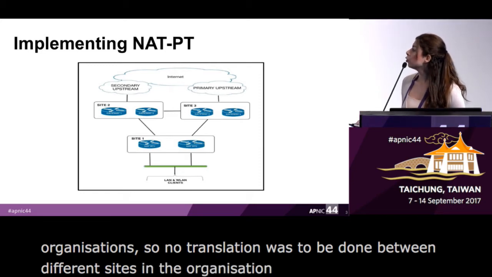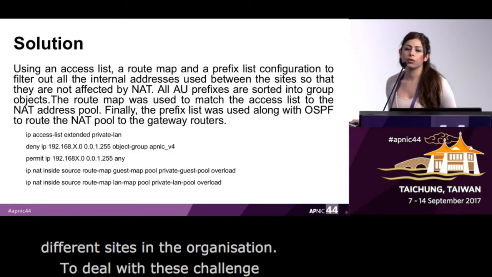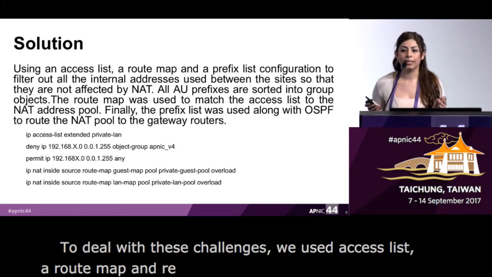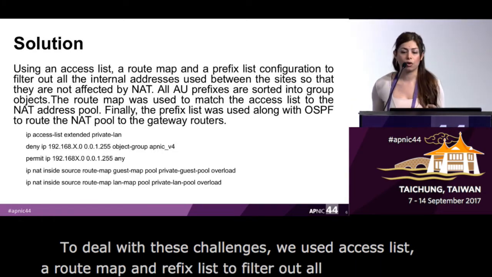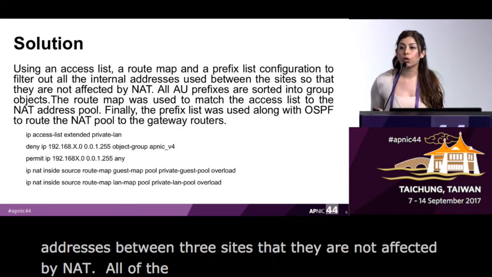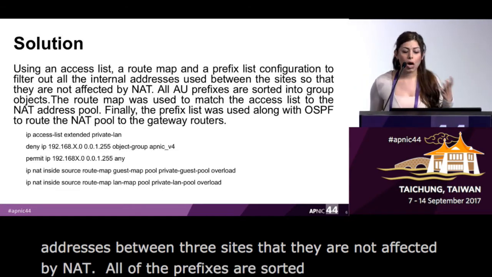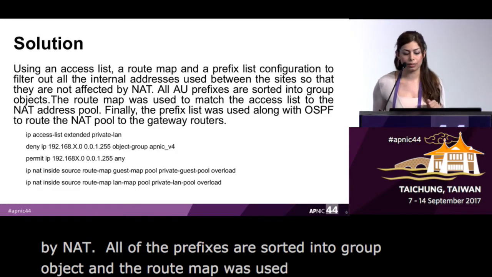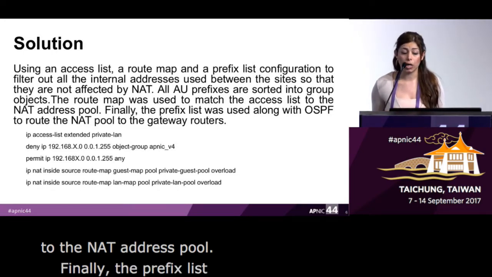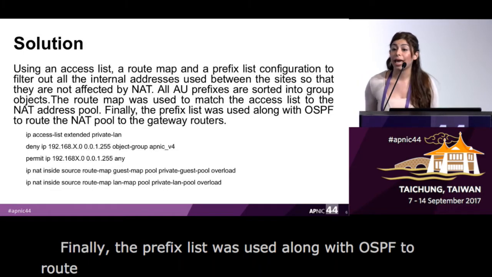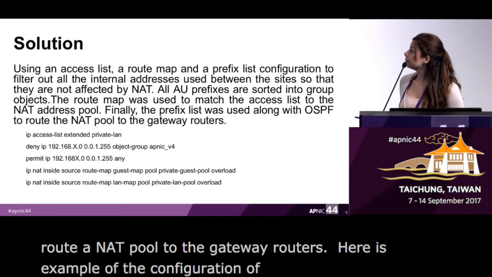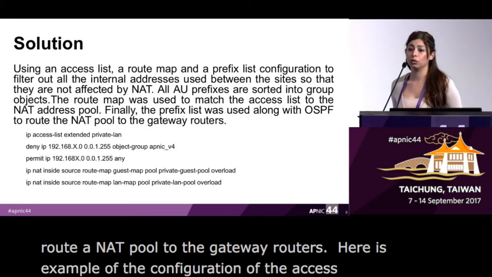To deal with these challenges, we used access lists, a route map, and prefix lists to filter out all internal IP addresses between the three sites so that they are not affected by NAT. All of the prefixes are sorted into group objects. The route map was used to match the access list to the NAT address pool. Finally, the prefix list was used along with OSPF to route the NAT pool to the gateway routers. Here is an example of the configuration of the access list and prefix list to achieve this goal.